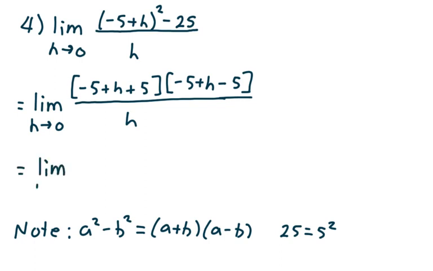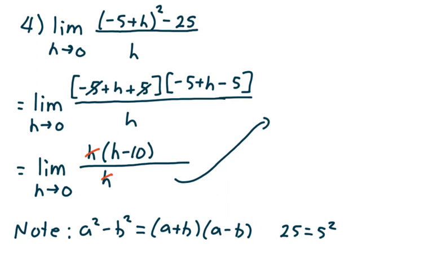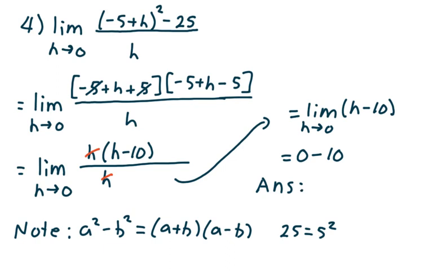And so this is the limit as h goes to 0 of... Notice how negative 5 plus 5 is 0, so I can cross those off. And in the numerator, I get h times (h minus 10). In the denominator, I get h, but I can get rid of these h's. And when I do that, I get the limit as h goes to 0 of h minus 10, which is 0 minus 10. And so the answer to example 4 is negative 10. It's a good problem, and it's a really nice way to factor the numerator. And with that, let's take a look at example 5.